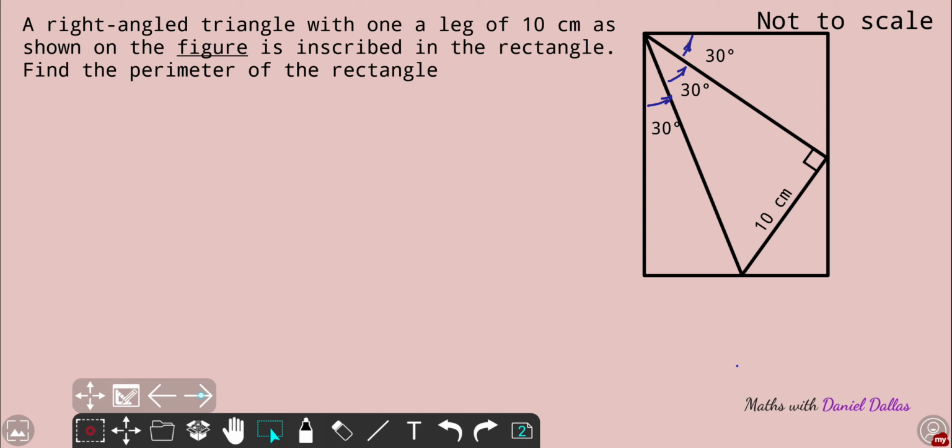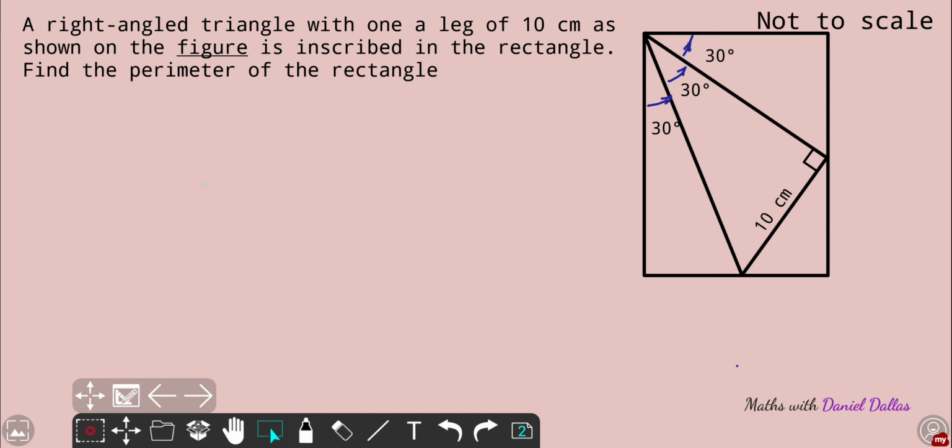Before we begin, I want to say that on a weekly basis you can have a chance to solve a 5-minute problem, so it takes not more than 5 minutes normally, and here is one of them that I decided to pick for today. This is a right angle triangle with one leg of 10 centimeters, the bottom part shown in the figure. It's inscribed in the rectangle, the big shape around. Find the perimeter of the rectangle.